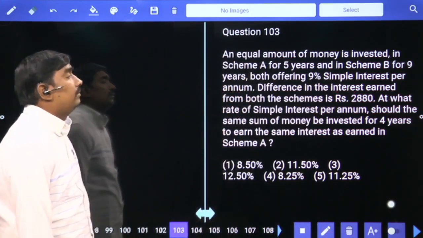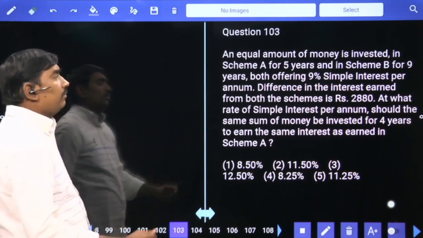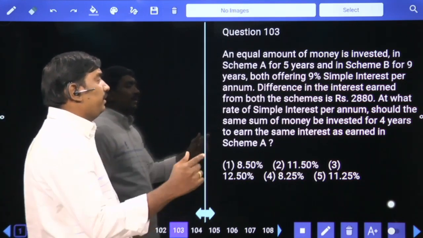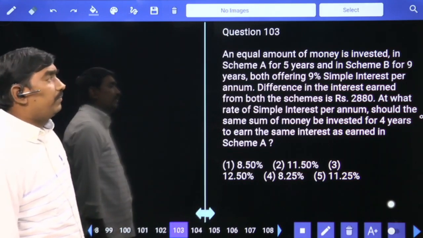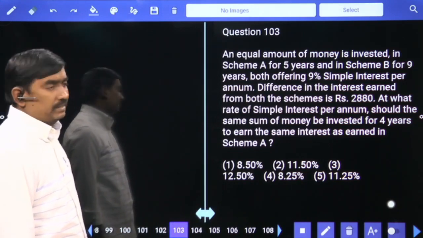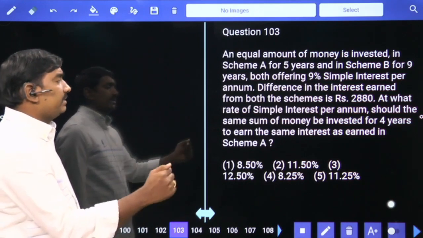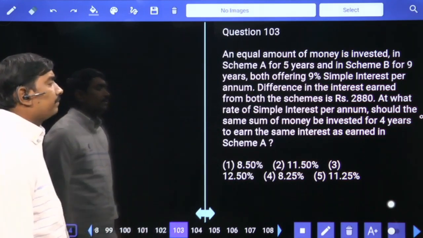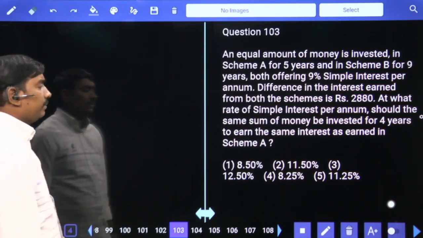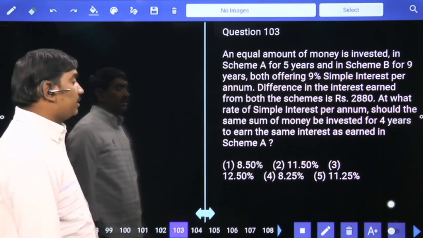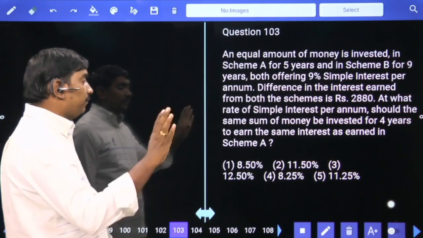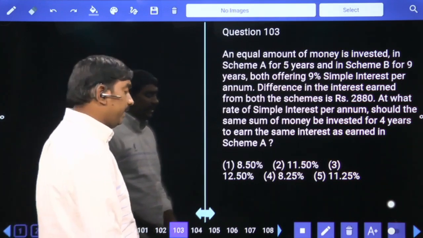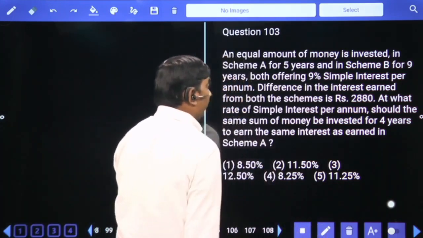Next. An equal amount of money is invested in scheme A for 5 years and scheme B for 9 years, both offering 9% simple interest per annum. Difference in the interest earned from both the schemes is 2,880. At what rate of simple interest per annum should the same sum of money be invested for 4 years to earn the same interest as earned in scheme A?